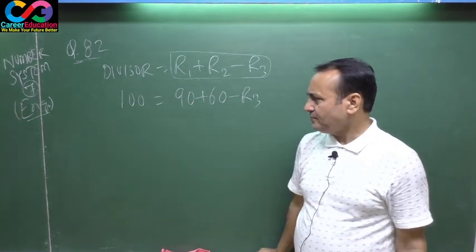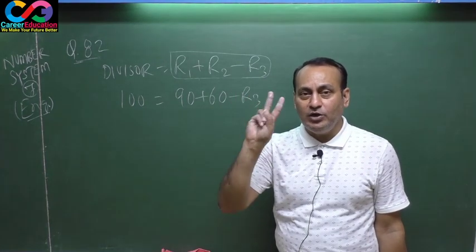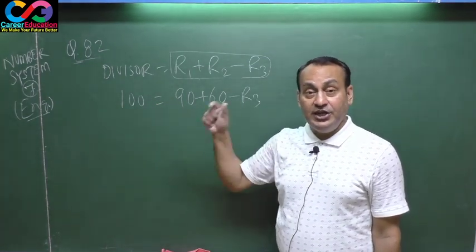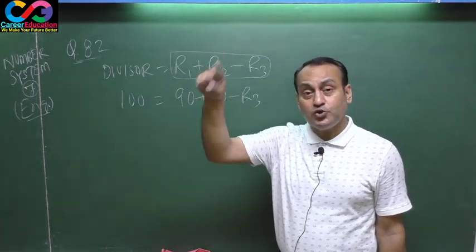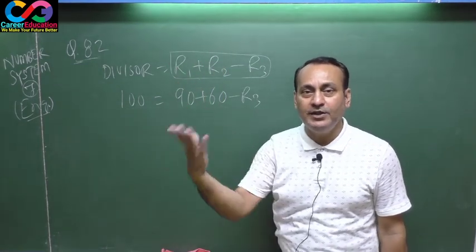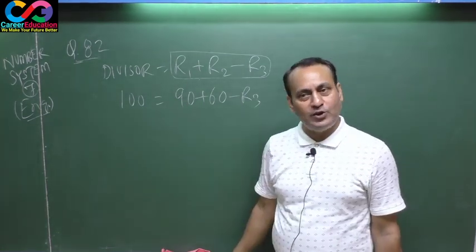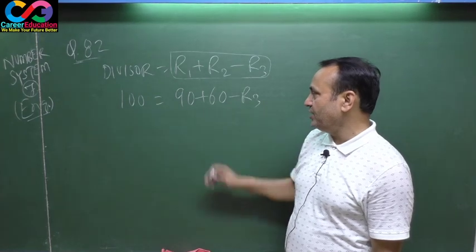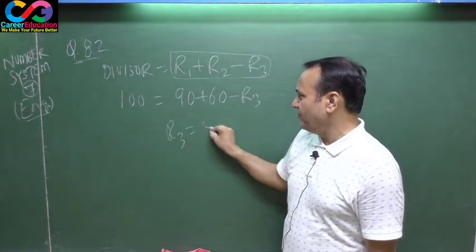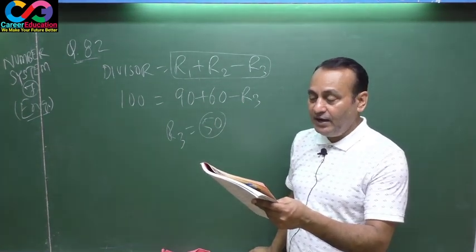See here. The question says, if two numbers are divided by 100, the remainders are 90 and 60. If the sum of those two numbers is divided by 100 itself, what will be the remainder? The same formula: divisor equals R1 plus R2 minus R3. That's why 100 equals 90 plus 60 minus R3. Now solve. R3 equals 50. This is your final answer. Note down.